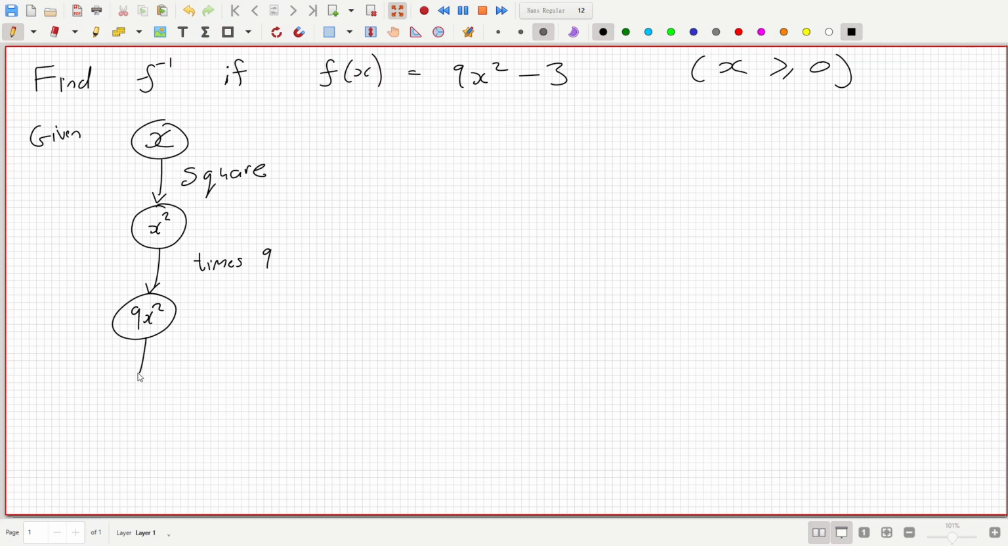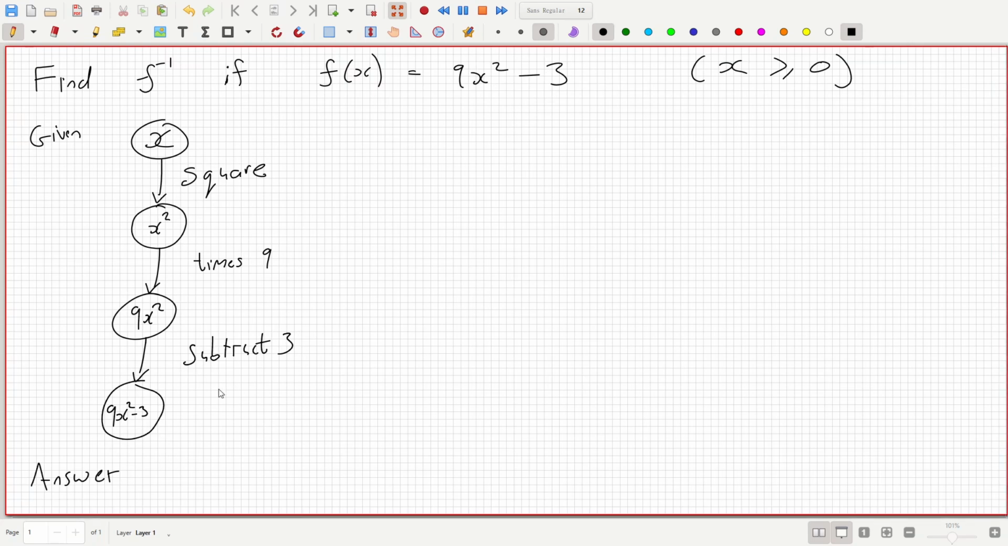And then the last thing you would do is you would subtract 3. And then you would arrive at the answer 9x squared minus 3. That's what you'd do. If someone said calculate this when, say, x is 5, first you would square the 5, then you would times by 9, then you would minus 3. It's your usual BIDMAS rule.